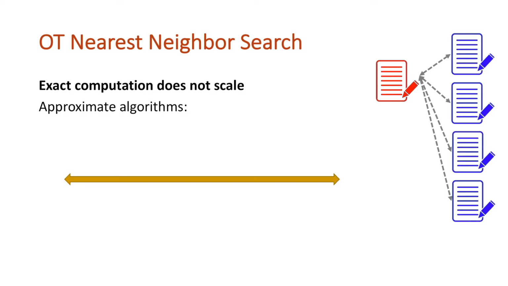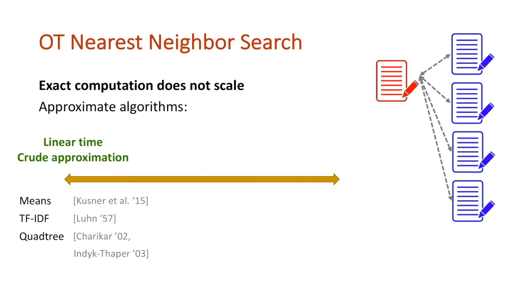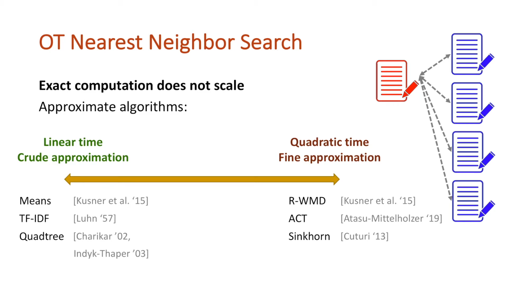So naturally, there has been a lot of work on approximation algorithms, and we can generally place previous work on 2 ends of this imaginary axis. On one end, we have linear time algorithms. They are very fast in practice, but they only give you a crude approximation of the true distance. And on the other end, we have quadratic time methods. They are much slower, even though they are faster than exact computation, and they give you a very close approximation of the true distance. The question is, do we have to make this compromise, or maybe we can somehow get the best of both worlds?